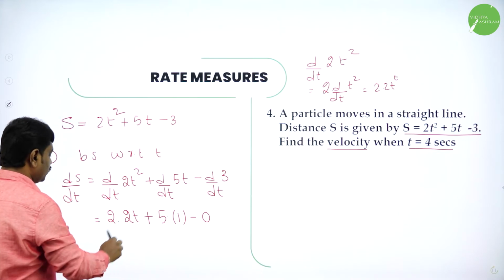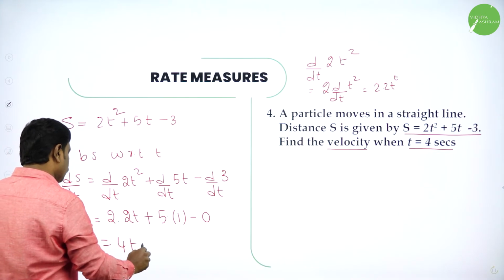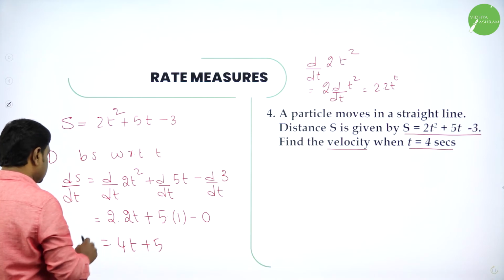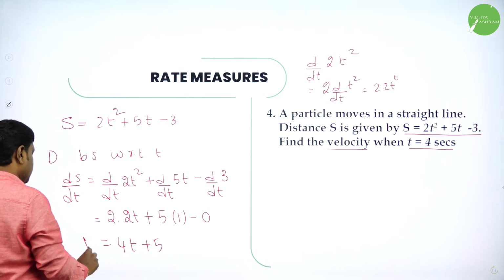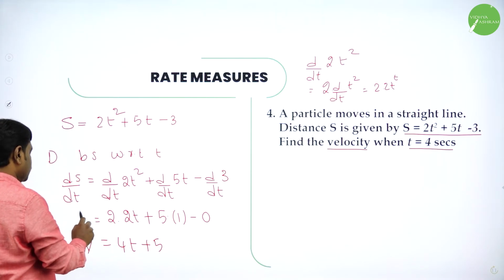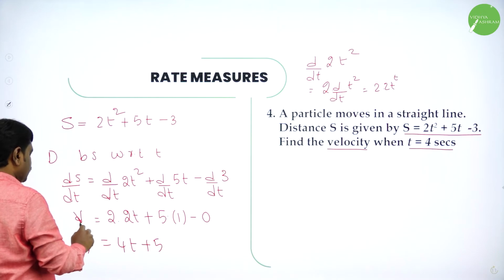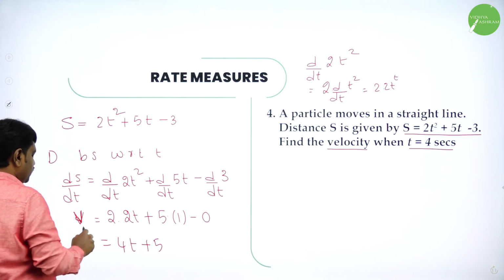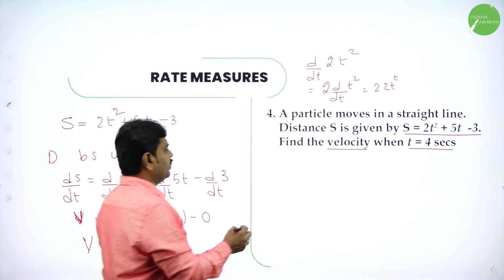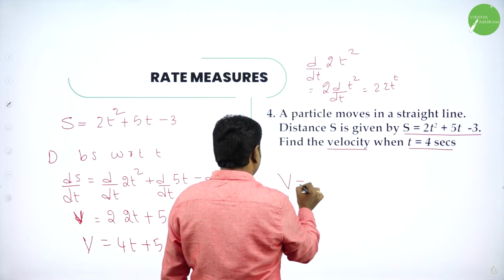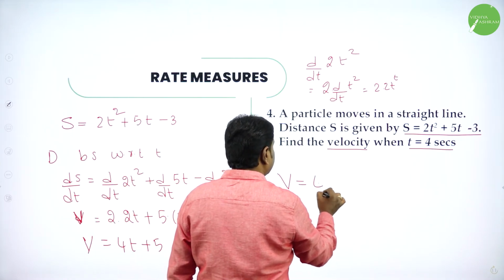So now we got 2 into 2t, that is 4t, plus 5 as ds by dt. ds by dt is called what? Velocity. Rate of change of distance is velocity, v. In spite of ds by dt, you can write v. What is the v value you got? So finally we got v is 4t plus 5.